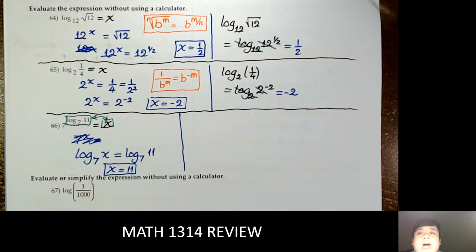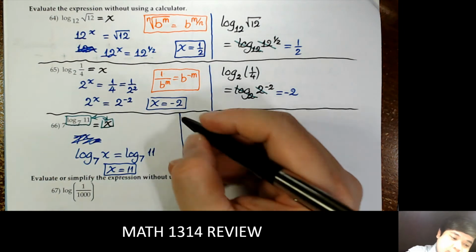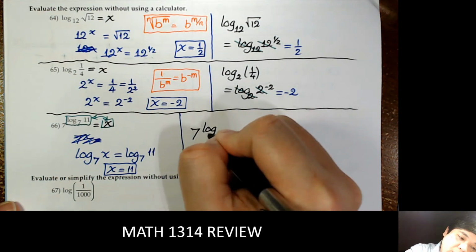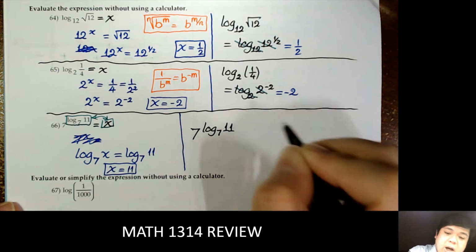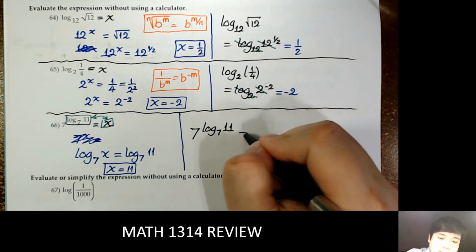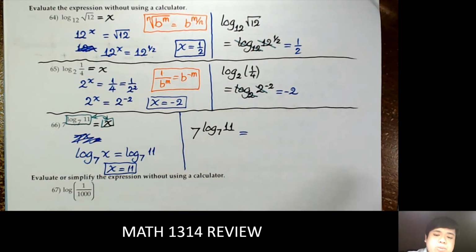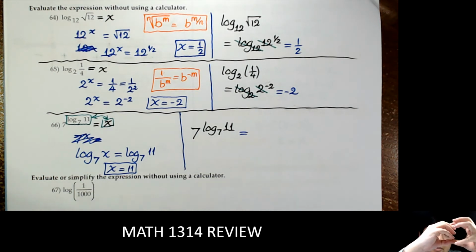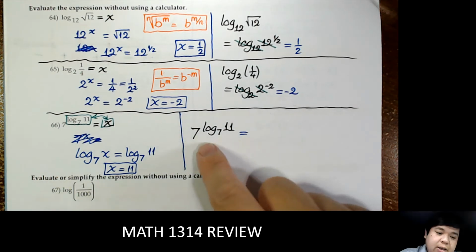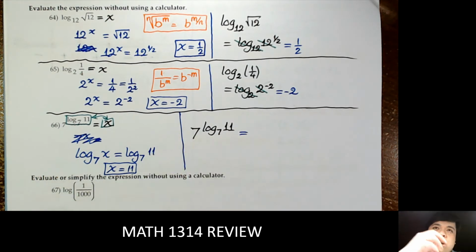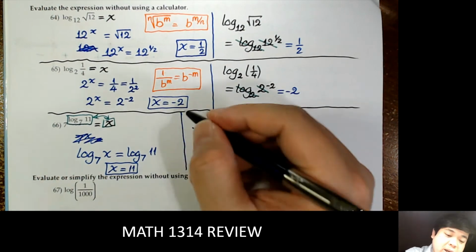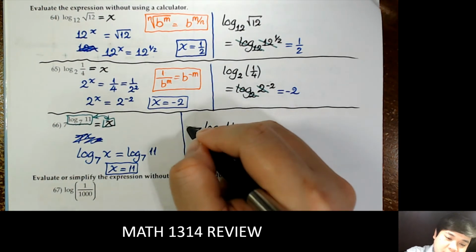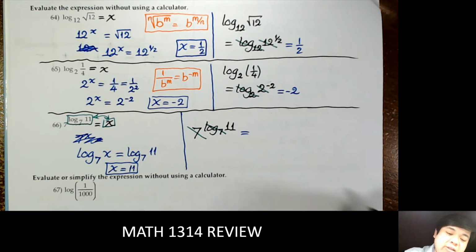Or we could do that directly. 7 to the log base 7 of 11. Once again, just like that, like this too. If we have the log and exponential function composed between each other, and they have the same base, they just cancel out. So we're going to have 11.